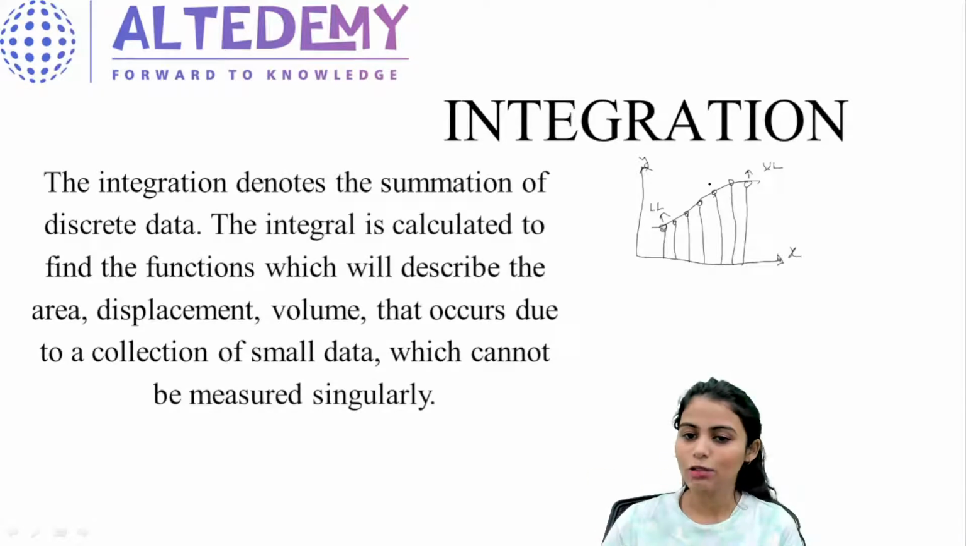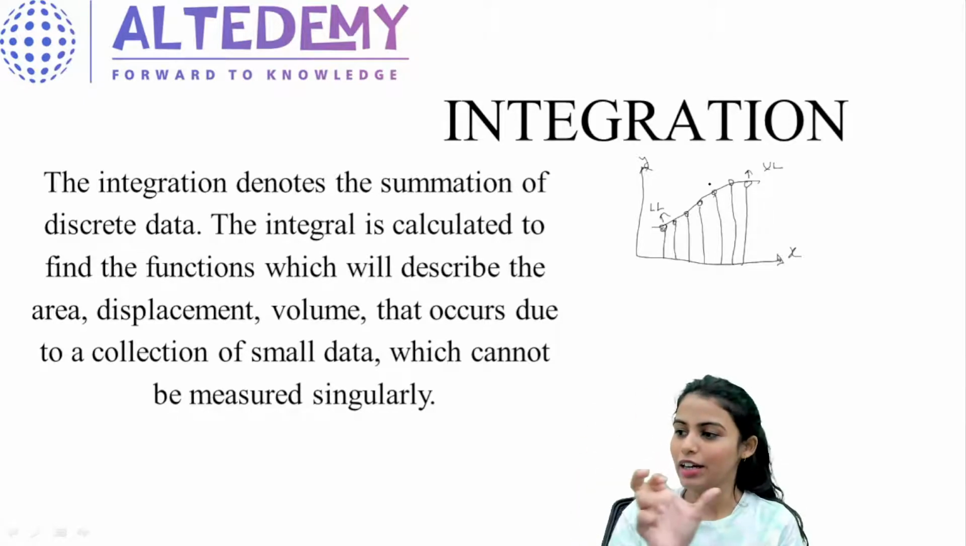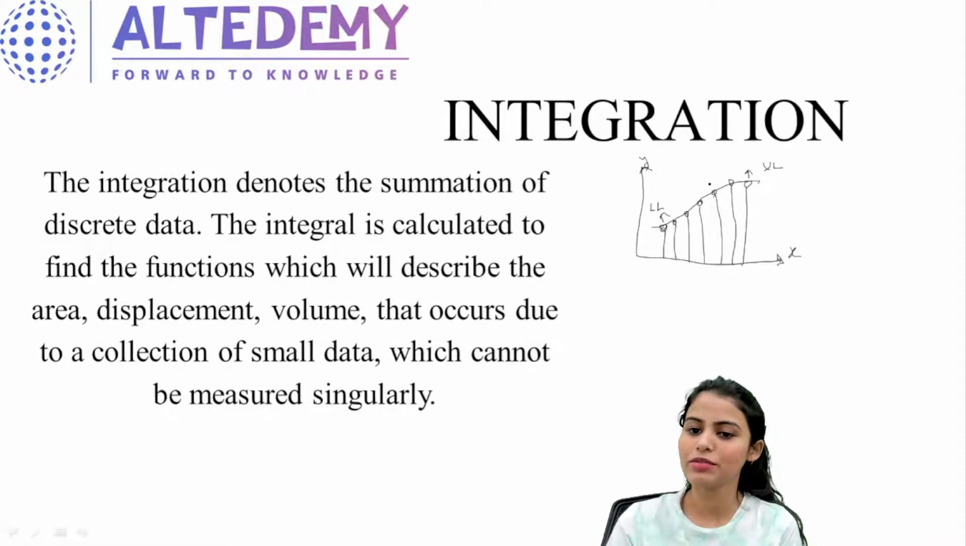So how can we calculate that area? We can calculate that area from the lower limit to the upper limit by applying those limits and integrating the curve of the graph function. We integrate that curve function, apply the limits, and we get the area. This is how we do it. This is the physical meaning of integration.